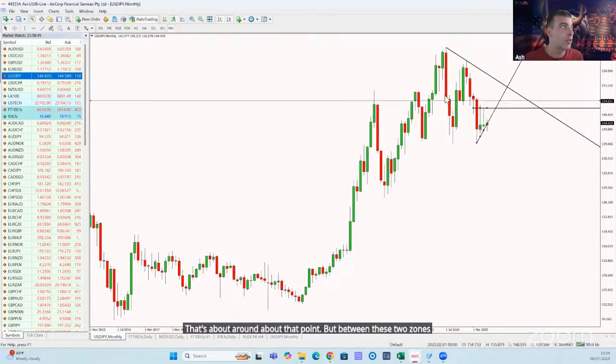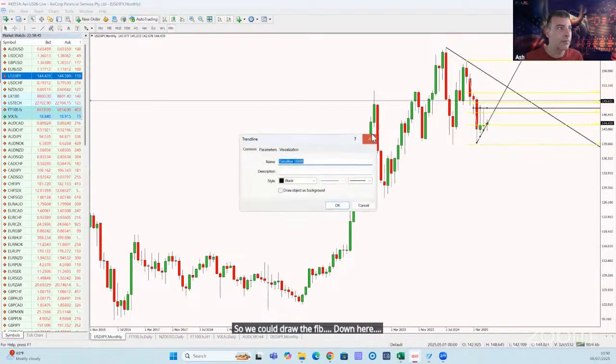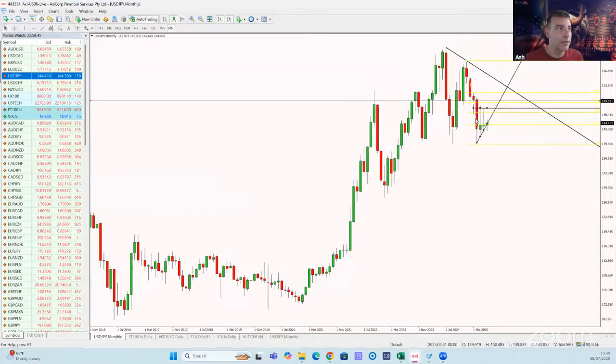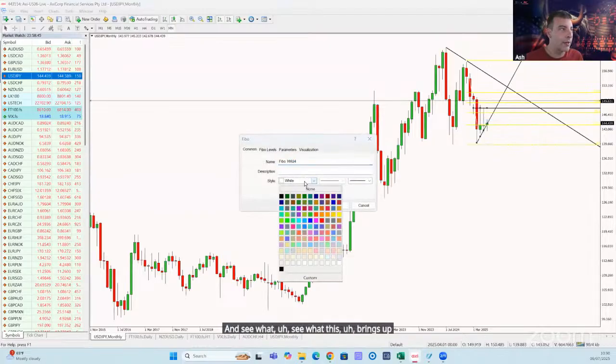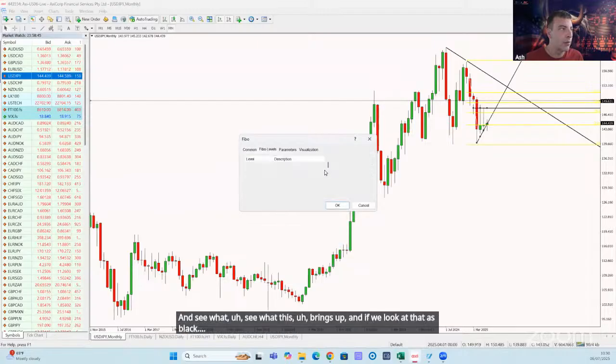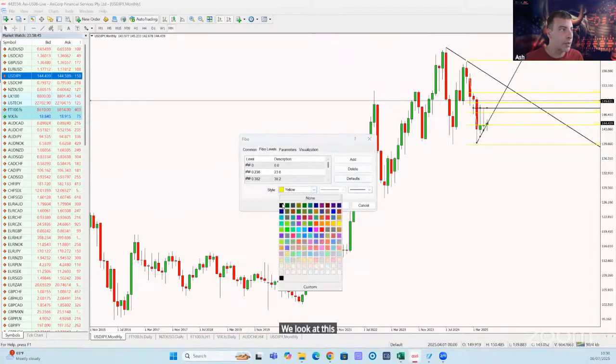Now, of course, another way we can get to levels is with a fib. So we could draw the fib down here and see what this brings up. And we'll make this black as well, just so we can see it.